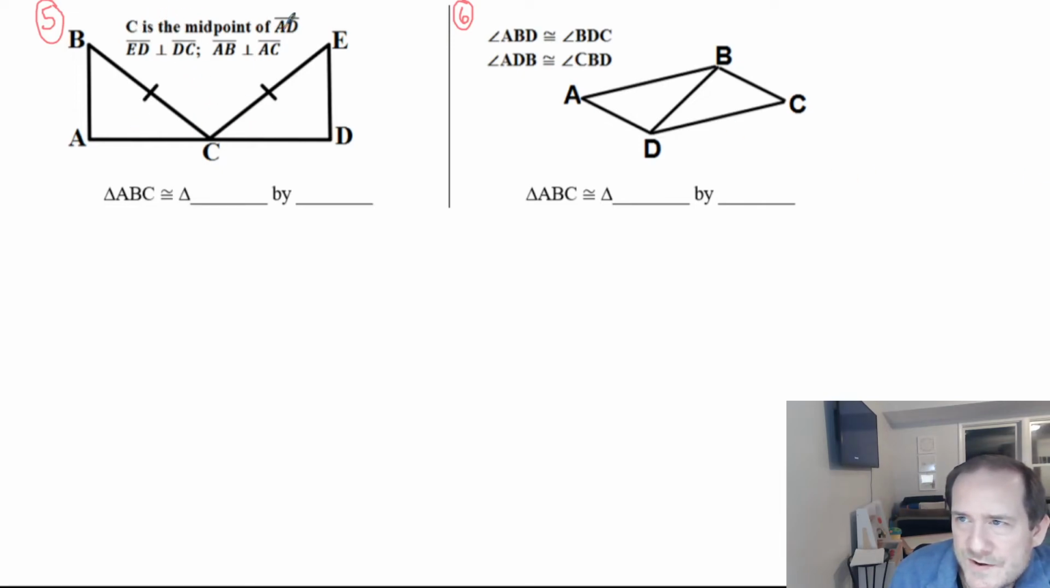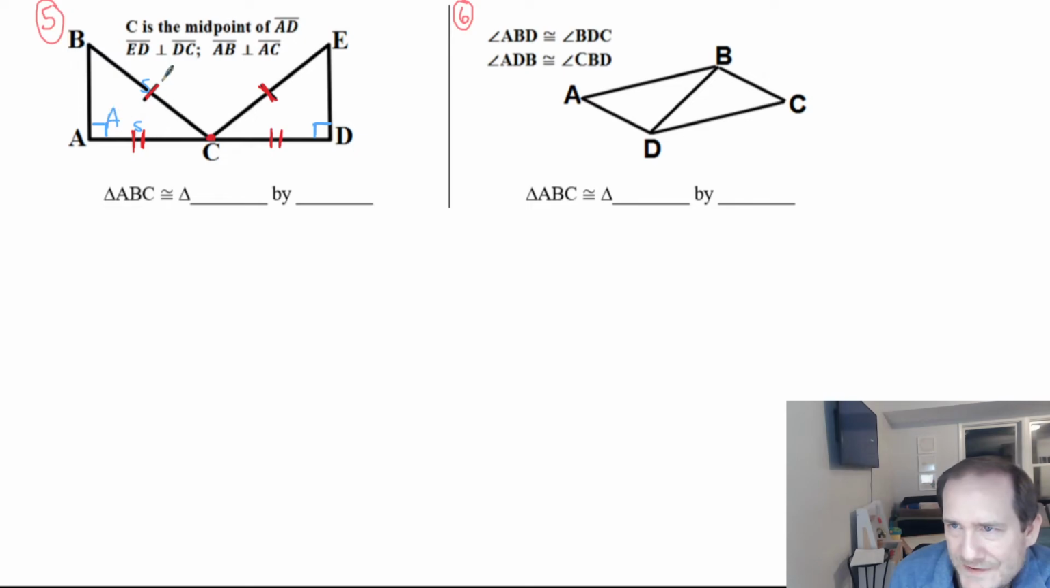It says C is the midpoint of AD. So right away, if you know that C is the midpoint, then you can label the two chunks as being congruent. Now you've also got given information here where it says BC is congruent to EC. Then it says that ED is perpendicular to DC. That just means that D is a 90-degree angle. And if AB is congruent to AC, then A is a 90-degree angle.